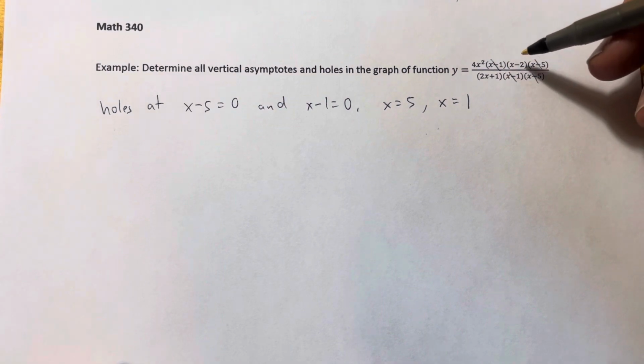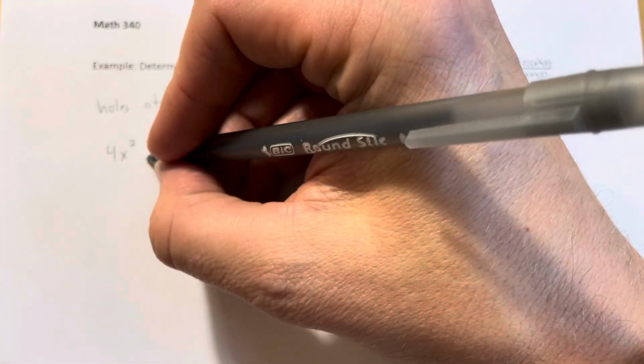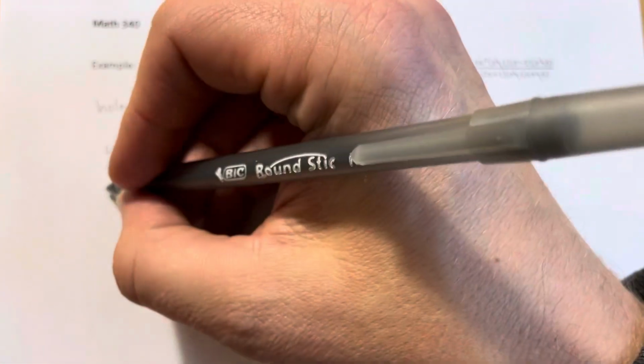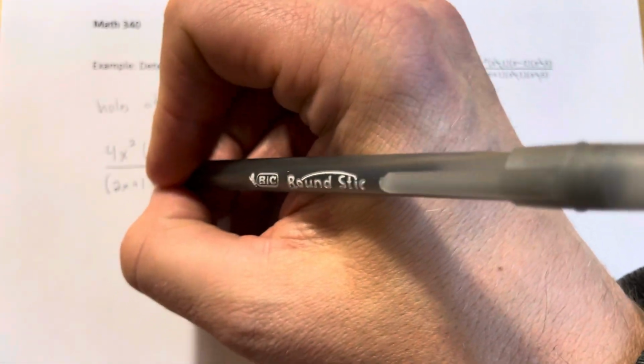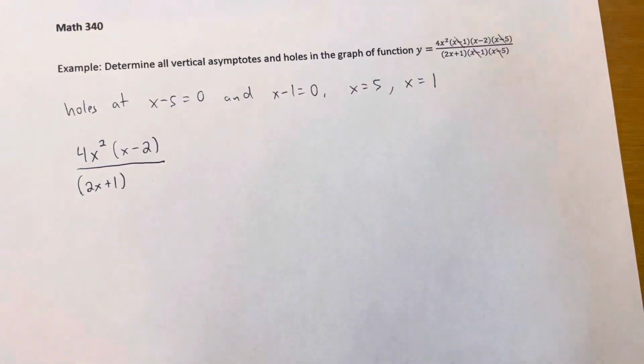The next step we want to do is rewrite what's left here after everything has been simplified. So I'm going to have 4x squared times x minus 2 over, in my denominator, 2x plus 1, and that's it. That's actually the only thing left in my denominator. So I don't really need those parentheses there, but I already drew them.